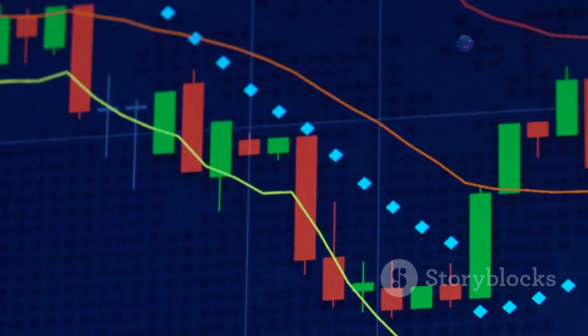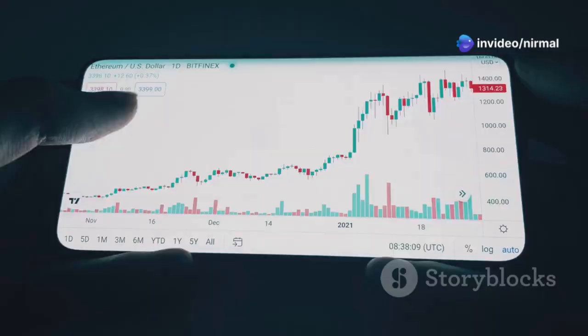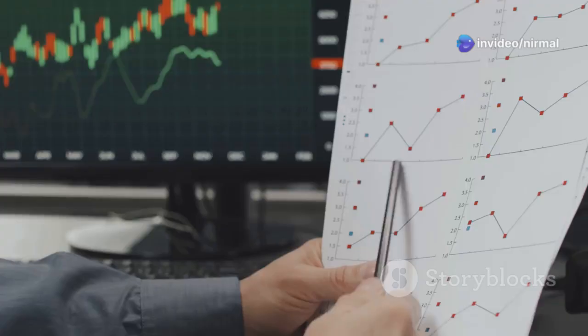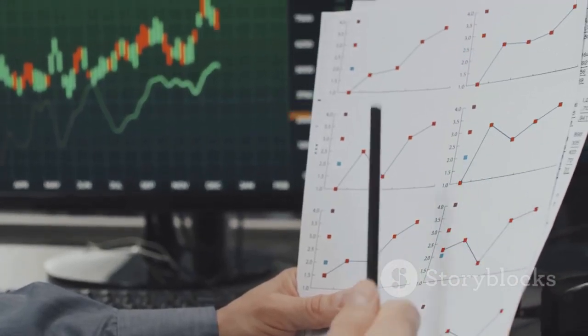One of the most important patterns is support and resistance. These are price levels where the asset's price tends to stop and reverse. Understanding these levels is key to successful trading.